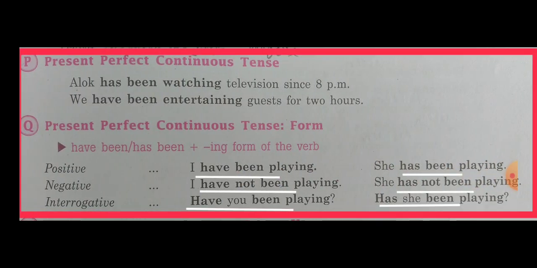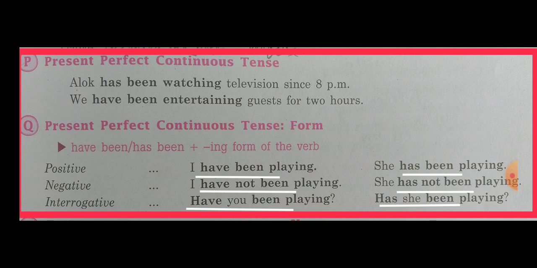Now, which form of the verb is used in present perfect continuous? We use has or have. Has is used with singular and have is used with first person and plural. So here, has/have plus been plus first form plus ing. I have been playing. She has been playing.